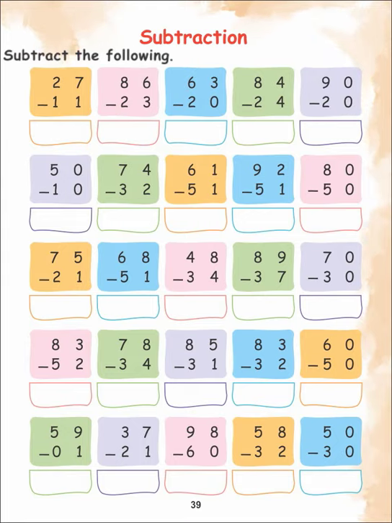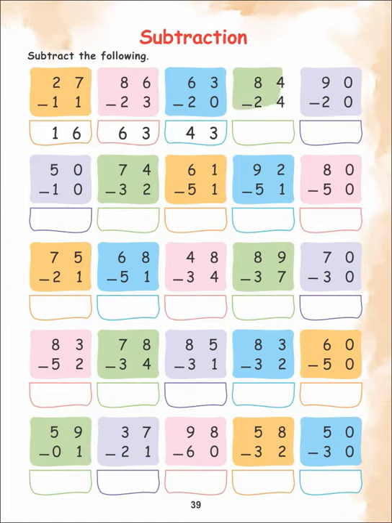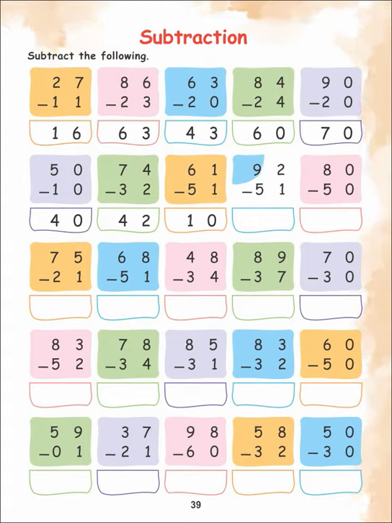Subtraction. Subtract the following. 27 subtract 11, 16. 86 subtract 23, 63. 63 subtract 20, 43. 84 subtract 24, 60. 90 subtract 20, 70. 50 subtract 10, 40. 74 subtract 32, 42. 61 subtract 51, 10. 92 subtract 51, 41. 80 subtract 50, 30.